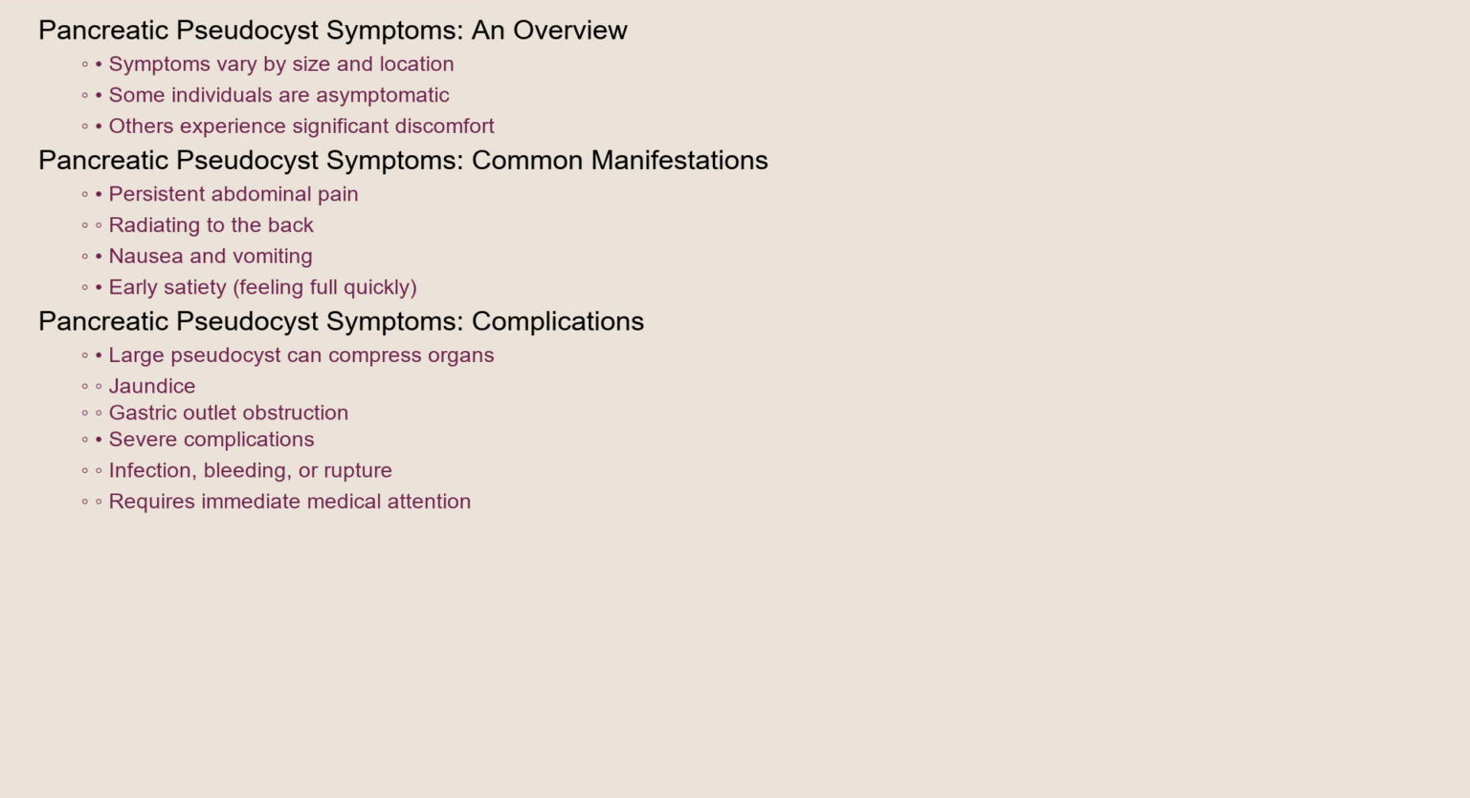The symptoms of a pancreatic pseudocyst can vary greatly depending on its size and location. Some individuals may have no symptoms at all, while others experience significant discomfort. Common symptoms include persistent abdominal pain, often radiating to the back, nausea, vomiting, and a feeling of fullness after eating only a small amount of food. If the pseudocyst becomes very large, it can compress nearby organs, leading to jaundice, yellowing of the skin and eyes, or even block the flow of food through the stomach. In severe cases, complications like infection, bleeding, or rupture can occur, requiring immediate medical attention.